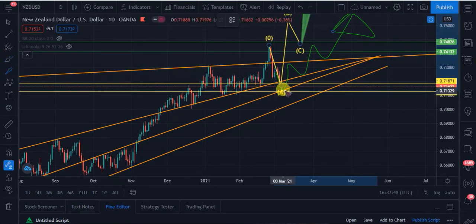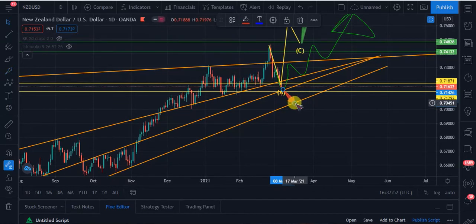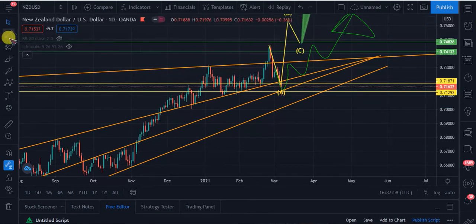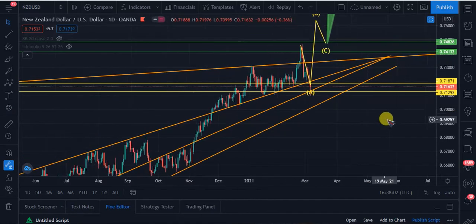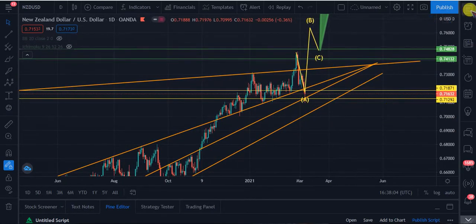But the worst thing that NZD USD can do is to fall to this trend line, fall to this region around 0.7, then continue the movement and go up. So that is a possible thing which NZD USD can do in this coming week.